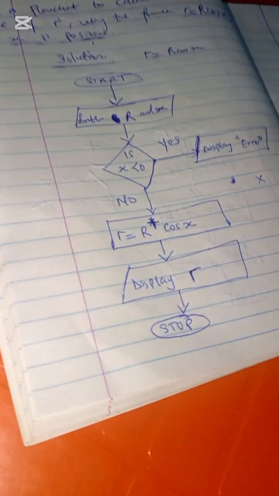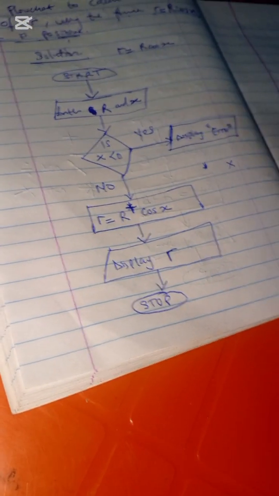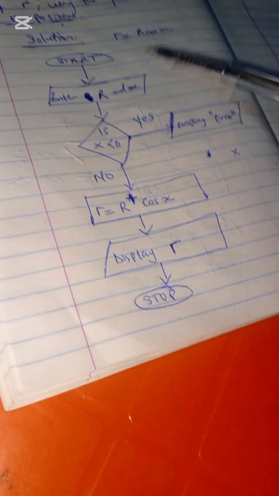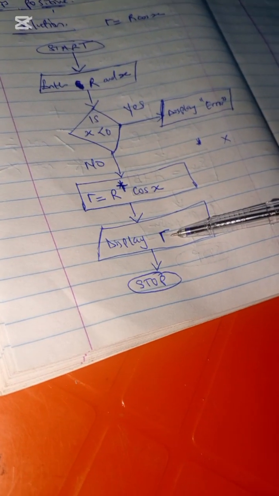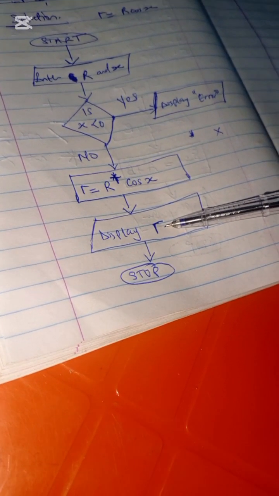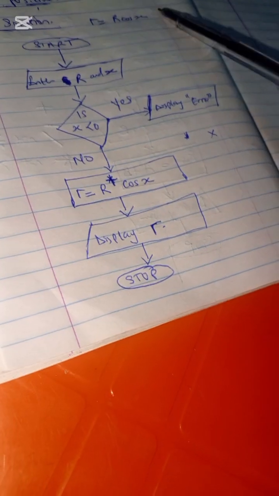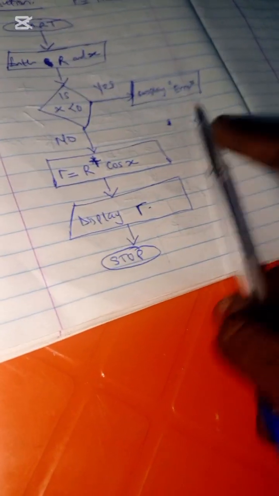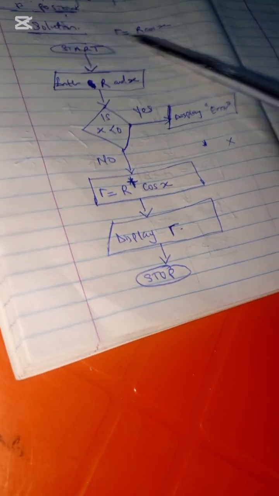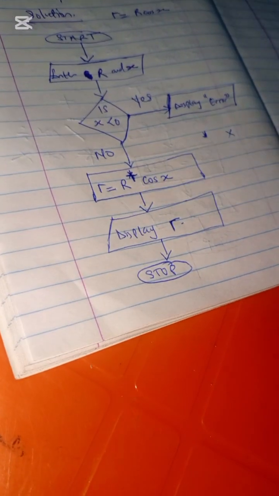So with this flowchart you've written, if I input any positive value for X, it's going to calculate and display the value of R for me. But if I input any negative value of X, it's going to display error. So this is how to write a flowchart for a given problem.